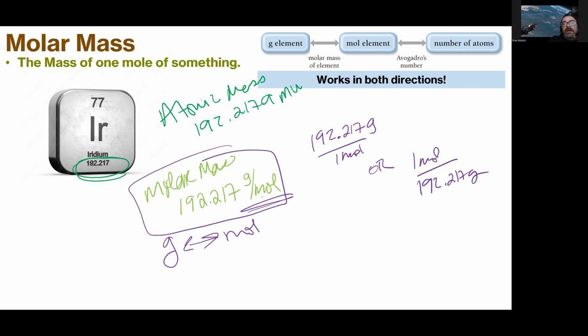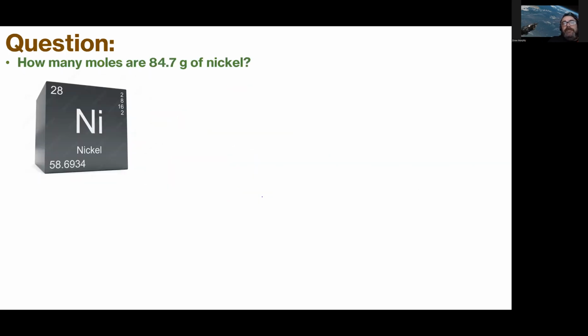Okay, let's try this out. How many moles are in 84.7 grams of nickel? Okay, so we're going to get moles, and no, wait, we're not starting with moles. We're starting with grams. That's what we were given, grams, and we're turning it into moles. There's our plan. So 84.7 grams. If you want to put Ni for nickel there, you can, but since it's staying nickel throughout the problem, I'm not going to.